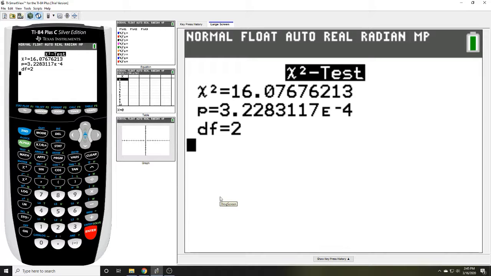And there's our p-value. Hey, don't forget that scientific notation. That means it's 0.000322831117. Okay, and then your chi-square statistic, degrees of freedom is 2 because it's rows minus 1 times columns minus 1.